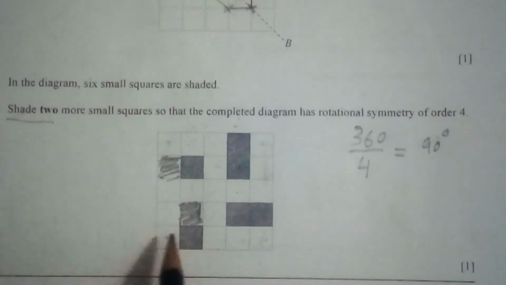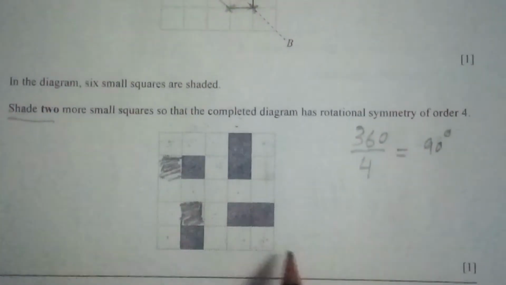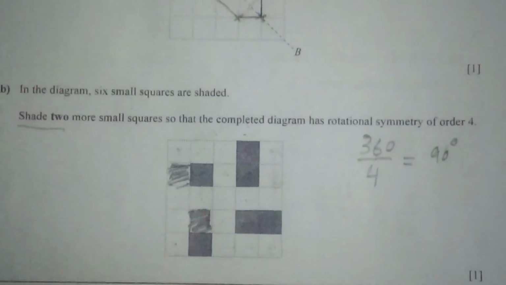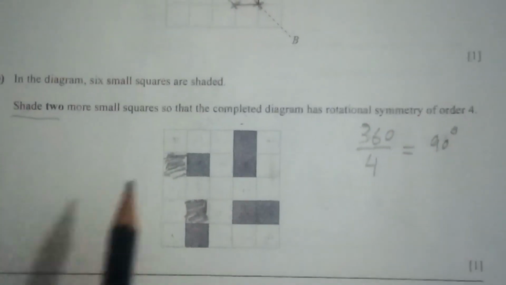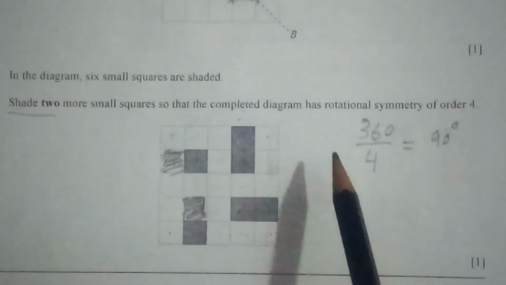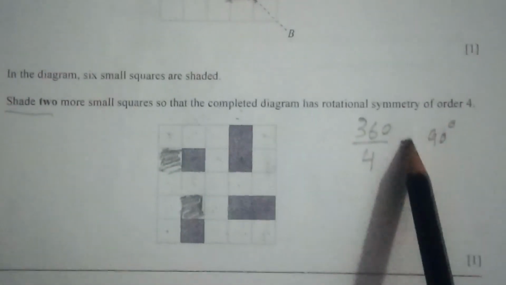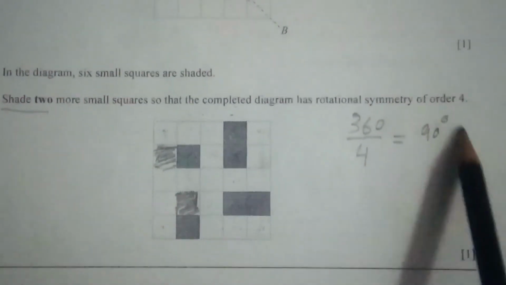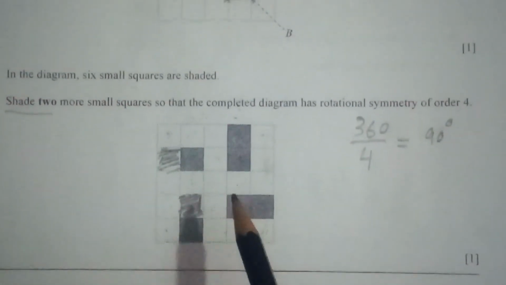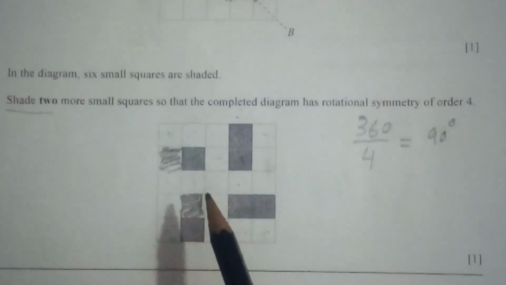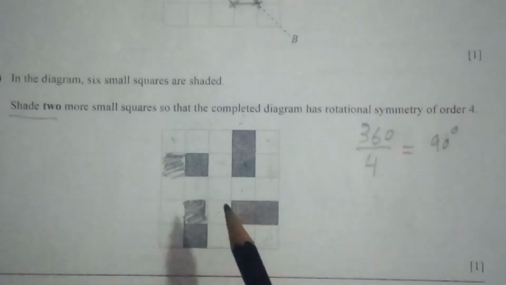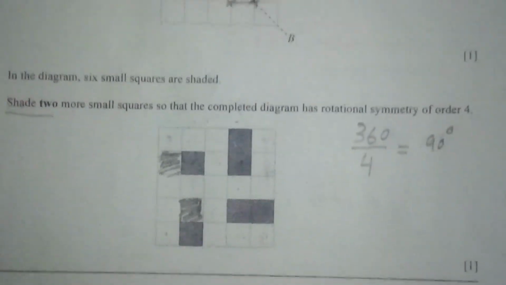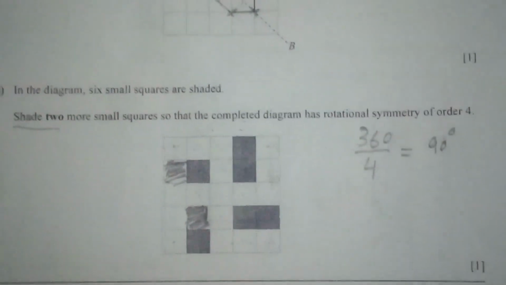So now in this figure we have colored two boxes, and let us check whether this now has rotational symmetry of order 4. We have to rotate this figure by a 90-degree turn, and at every 90-degree turn it should look the same. In the previous figure we saw that on the third turn it was not the same as in the first and second turns. Okay, let me turn this.